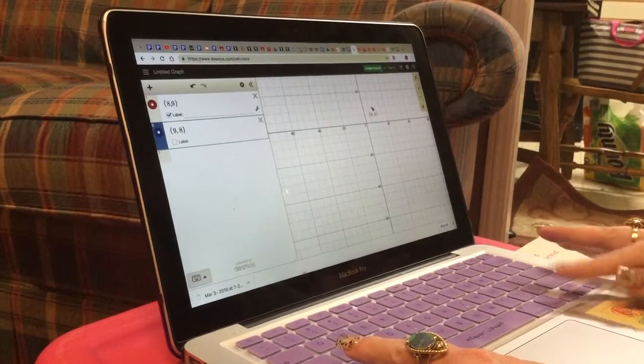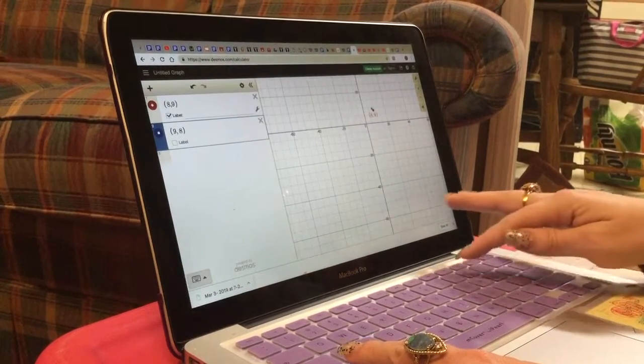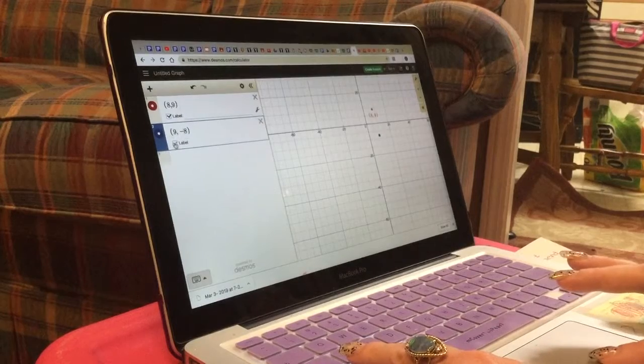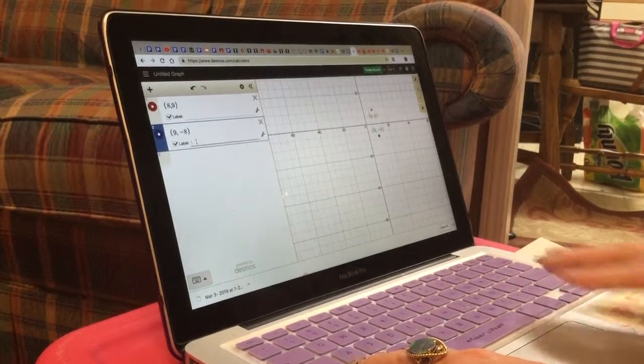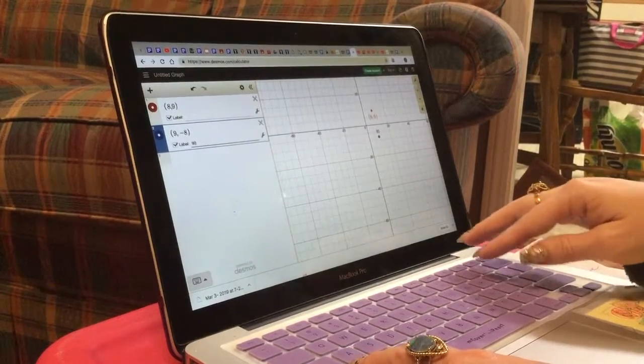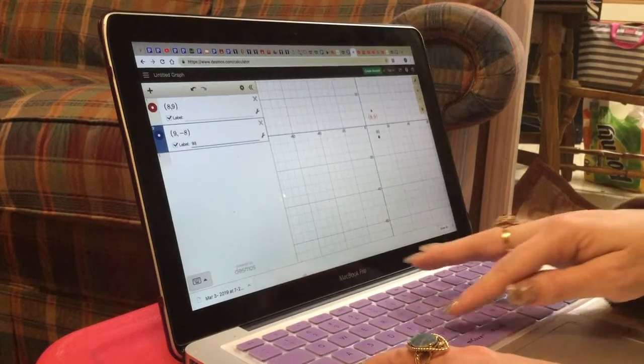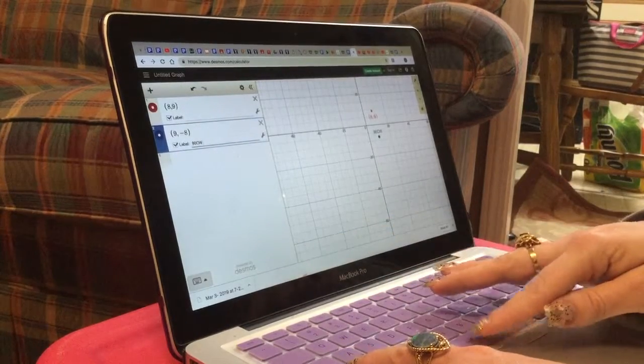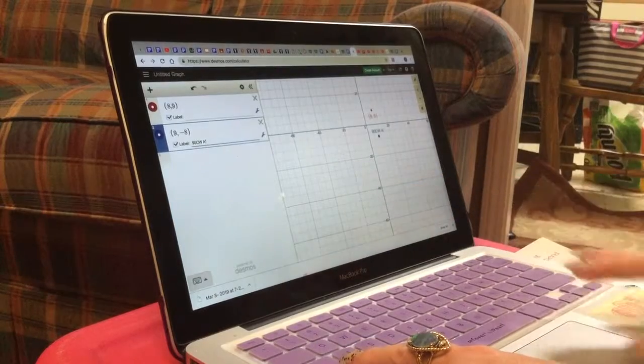But then we have to change the sign of the second number. So we're going to change it. (x, y) becomes (y, negative x). And we can label it here as 90 degrees clockwise. And we can call it A prime.